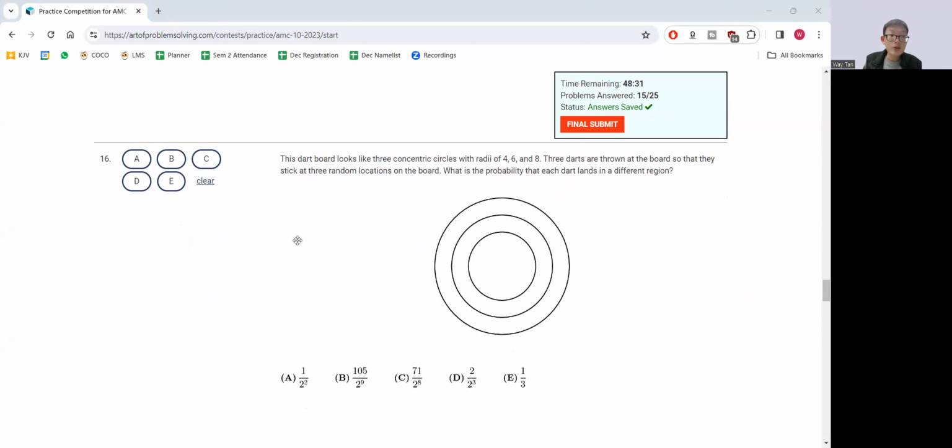Question 16. I don't know if you're seeing me moving my own face around. It's a bit weird because this time block is also blocking some of the questions as well.